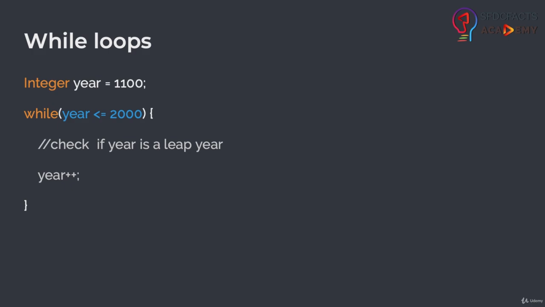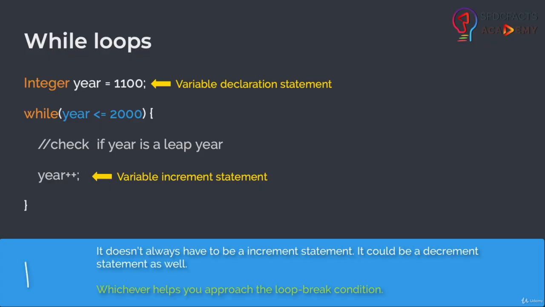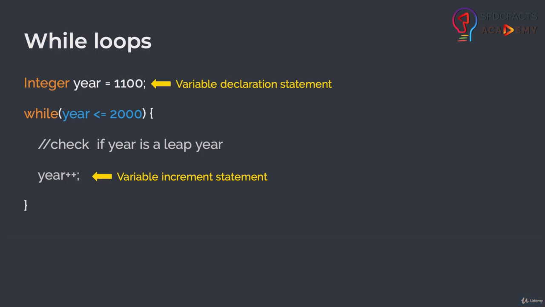The second type of loop that Apex has is a while loop, and it works very similar to how a do while loop works. So first you will have your variable declaration statement where you will declare the value of your variable. Within the while loop, you have a variable increment statement where you will be incrementing the value of your year so that you can take this year value from 1100 to 2000 by incrementing 1 every time.